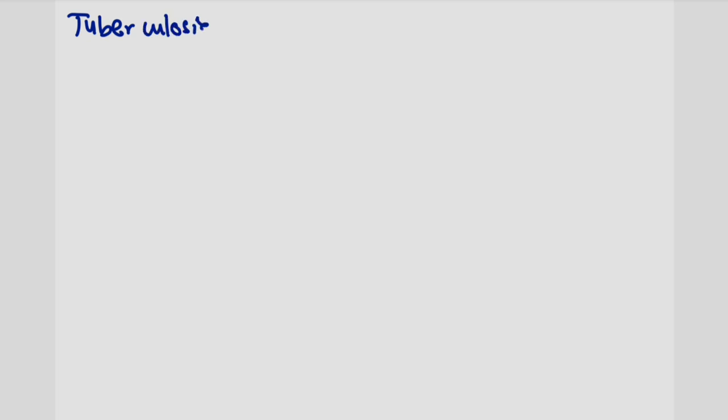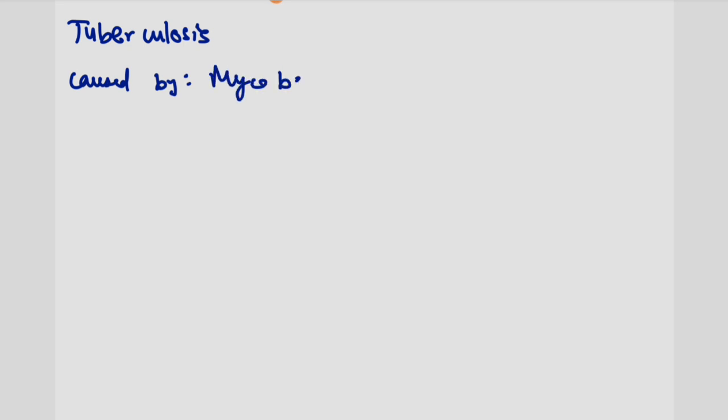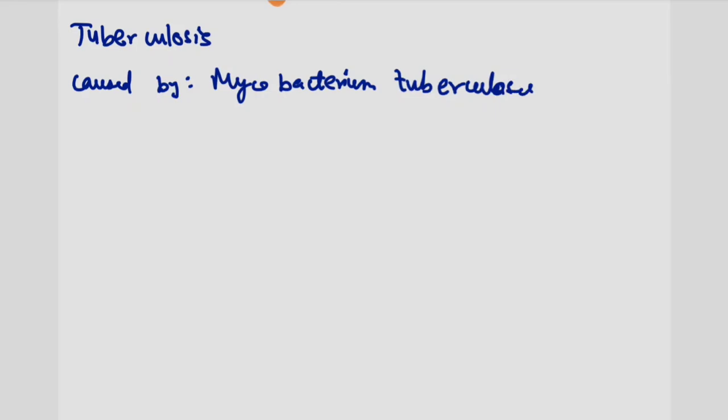Tuberculosis is caused by Mycobacterium tuberculosis, which is a gram neutral bacteria and acid fast bacteria. Tuberculosis is an example of chronic granulomatous inflammation.